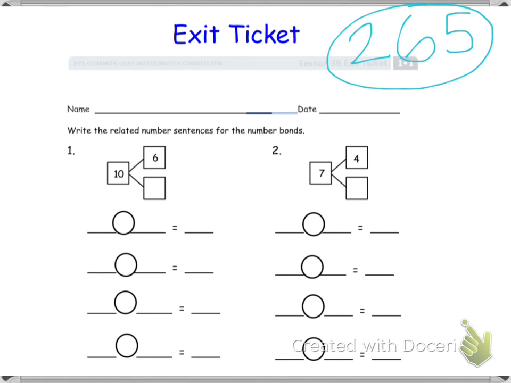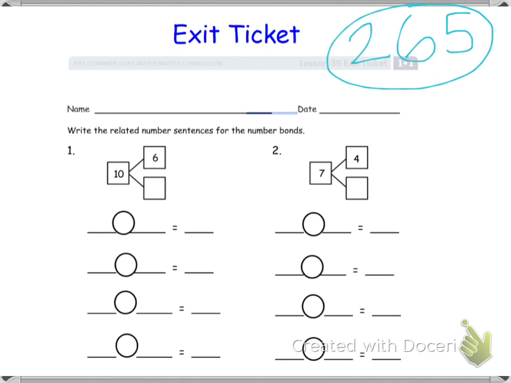So now, guys, for this exit ticket, there's a number behind. The parts are missing. You have to do an addition, two subtraction sentences for each showing the fact family. Do these now. Pause the video and then unpause it when you're done.